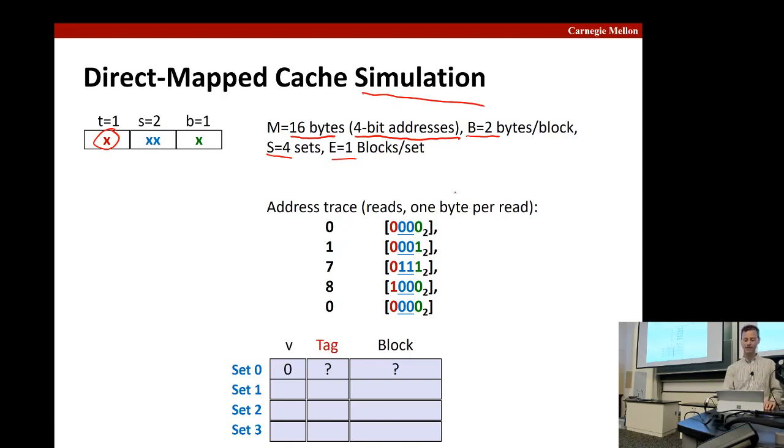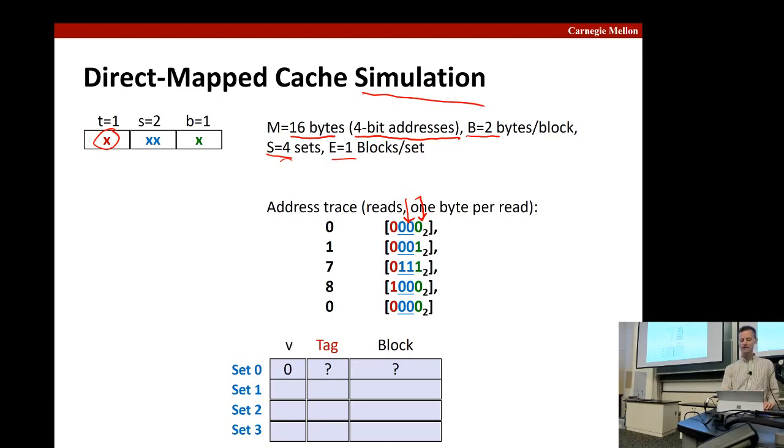They're byte reads. And let's suppose that we want to access 0, 1, 7, 8, and 0 again. So when we look at the binary representations for them, they look like this. And then we've color-coded them according to whether they're part of the B, the S, or the T. Right? So in this case, there's just 1 B bit. There's 2 S bits because we have these 4 sets. And so it's these S bits that will determine which set in this direct map cache.